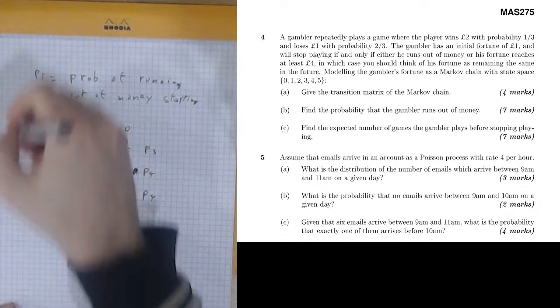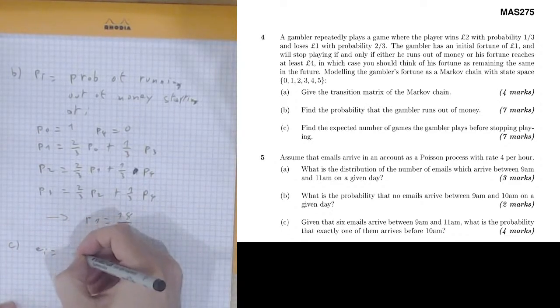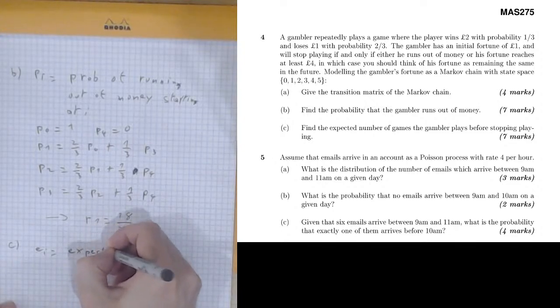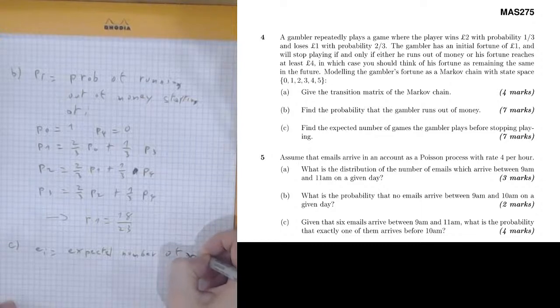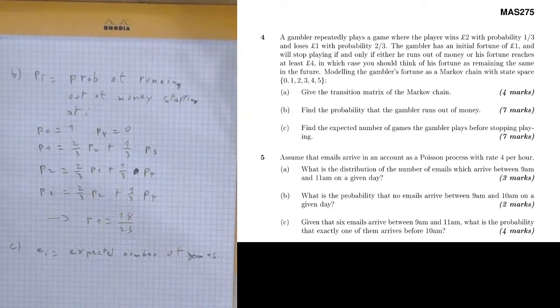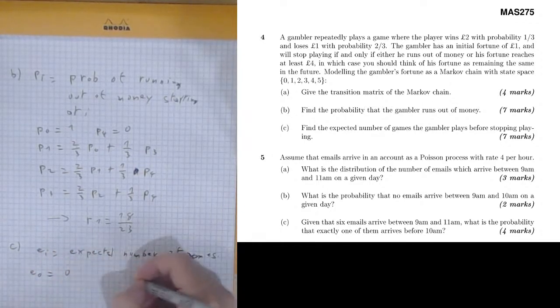And the other question is, find the expected number of games before you stop playing. That was B. C. So we're going to call Ei the expected number of games. And it's the same thing. E0 equals 0. E4 equals 0 this time. There's both zeros because this is when we stop playing.